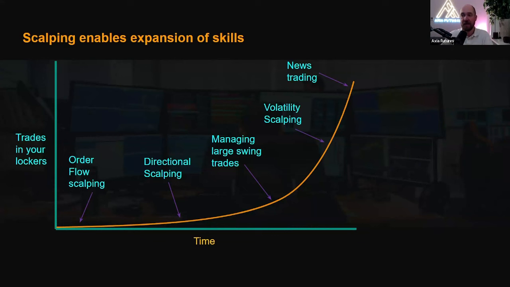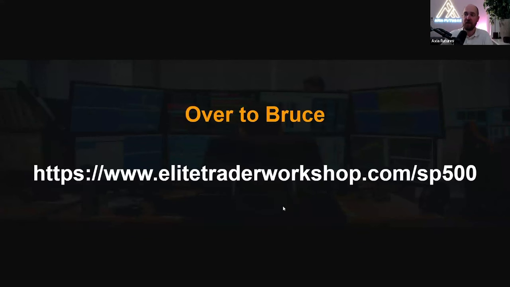short-term order flow. This is something that I know Bruce is going to show us a bit more detail on with Bookmap and the new tool that they have there. So I will bring Bruce in now.